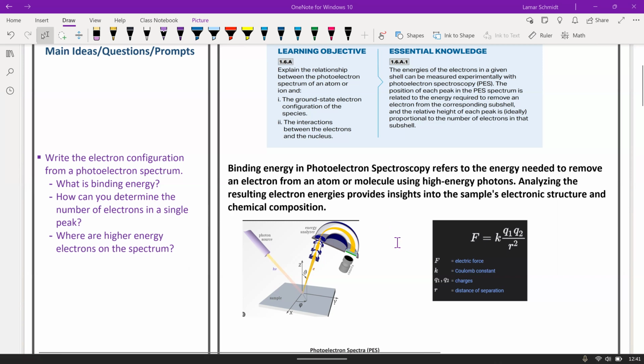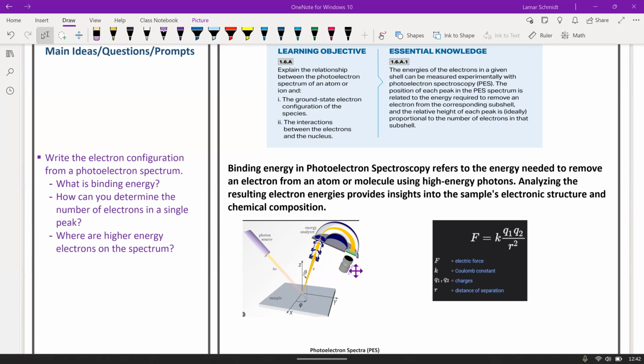Now, binding energy is strongly related to Coulomb's law, and when we talk about Coulomb's law, this F is either referring to the force of attraction or the force of repulsion, and you can think of if we have a higher force of attraction, that the binding energy is going to be higher, because if you have an electron that is more attracted to the nucleus, then it's going to take more energy to remove it. If you have an electron that is less attracted to the nucleus, then it's going to take less energy to remove it. Do you see that?